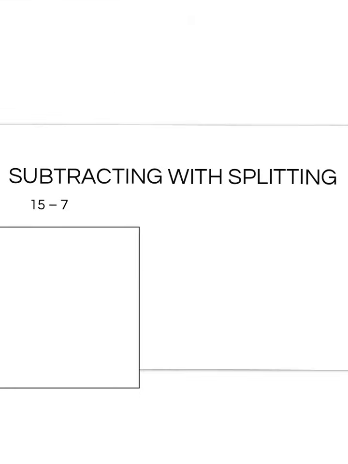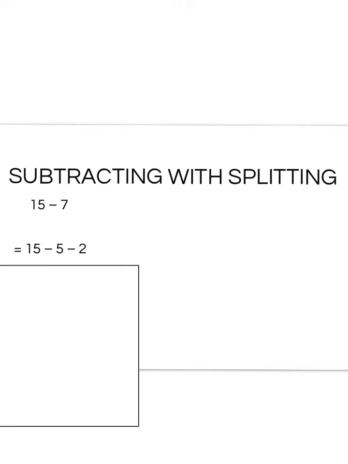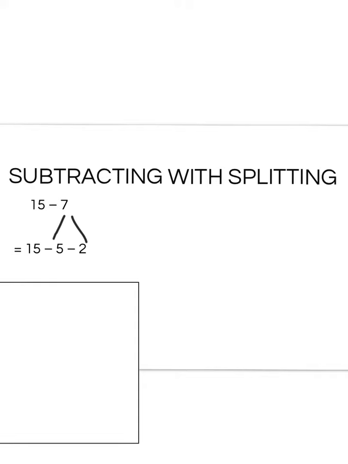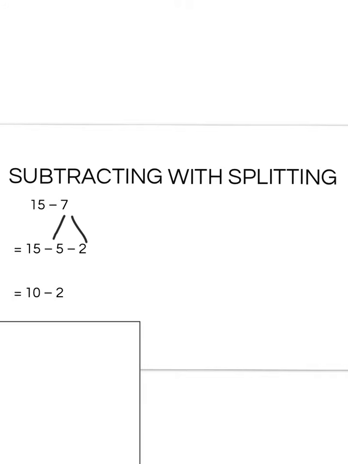Students can also subtract with splitting in order to make the question easier for them to do. For example, for 15 minus 7, they can split that 7 into 5 and 2. And then they can do 15 minus 5, which would be an easier question because they'd be using their known facts 15 and 5. And then they would subtract what is left, so 10 minus 2, giving them 8.